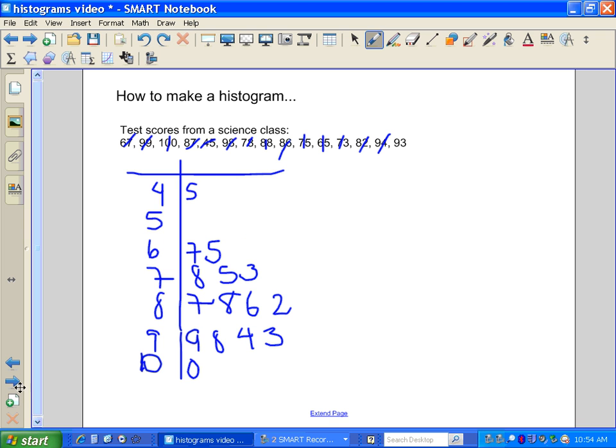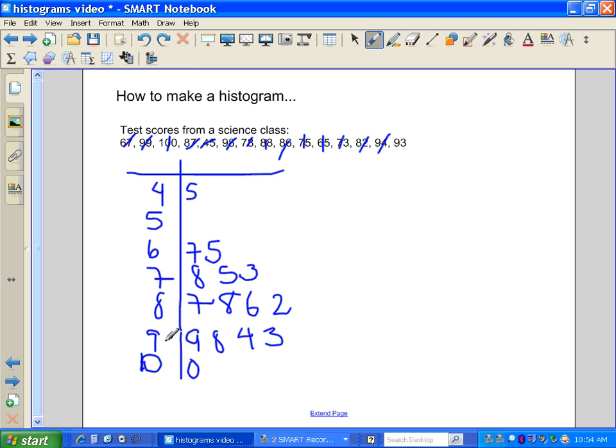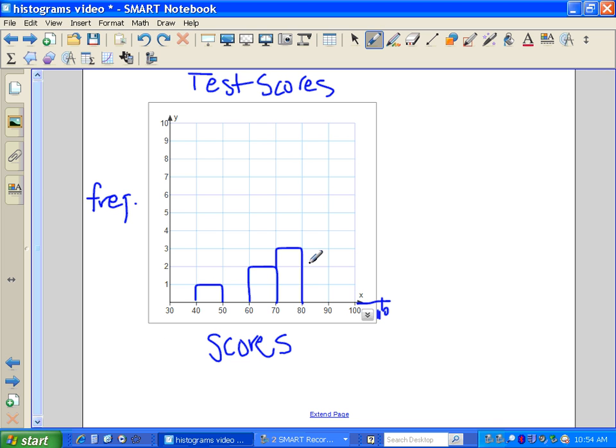So if I just bounce back to my data, we had 1 in the 40s and 2 in the 60s and 3 in the 70s. So in the 40s, we had 1, so I draw my bar up. And I think we said 2 in the 60s, so from 60 to 69, and 3 in the 70s. And if we bounce back again, we had 4 in the 80s, 4 in the 90s, and 1 in the 100s. So 4 in the 80s. Notice my bars are touching, so the 80s is 80 to 89, 4 in the 90s, and 1 in the 100s. Great.